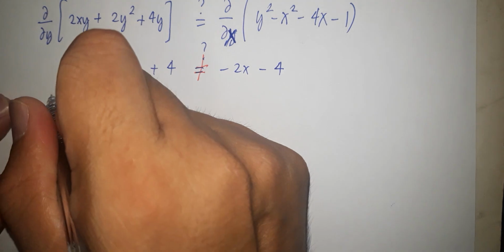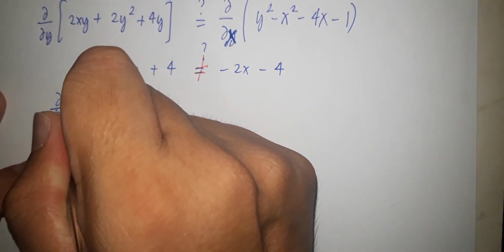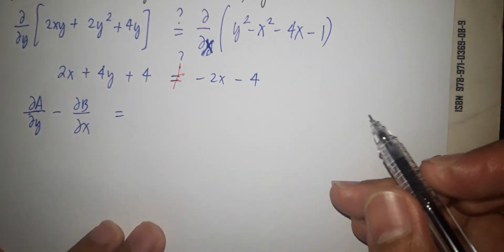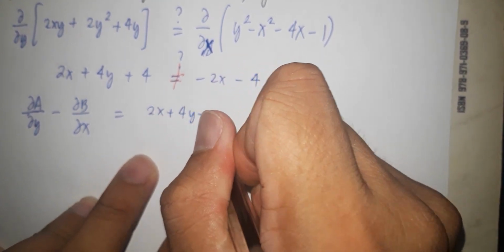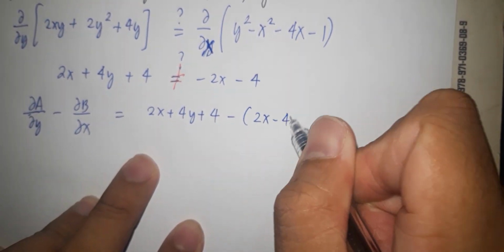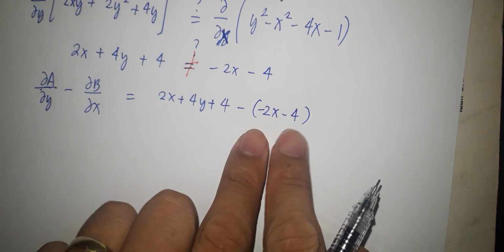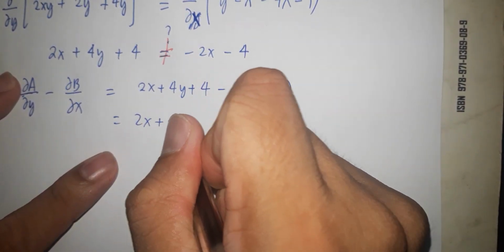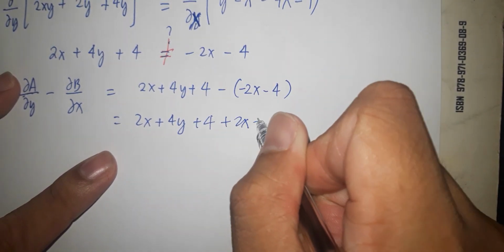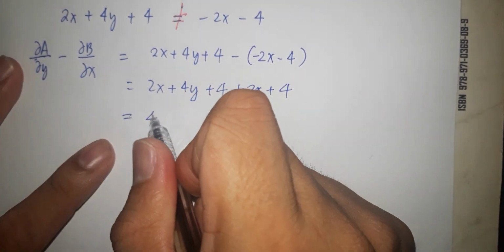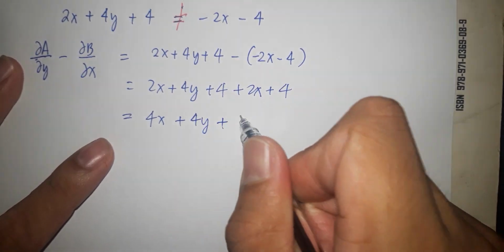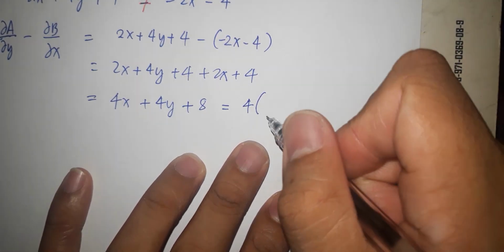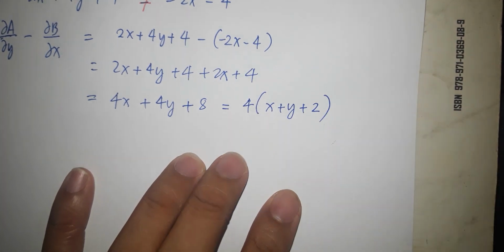So since not exact, kunin na natin ang partial derivative ni a with respect to y minus partial derivative ni b with respect to x. So what must be our answer? So this is 2x plus 4y plus 4 minus the quantity negative 2x minus 4, which is the partial derivative of b with respect to x. So that's 2x plus 4y plus 4 plus 2x plus 4, which gives 4x plus 4y plus 8, which is 4 quantity x plus y plus 2.